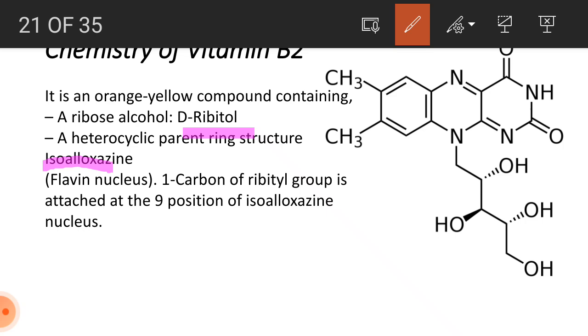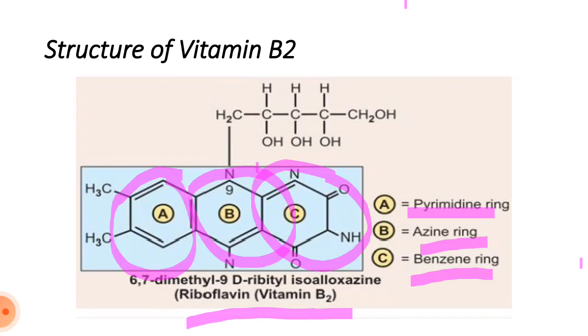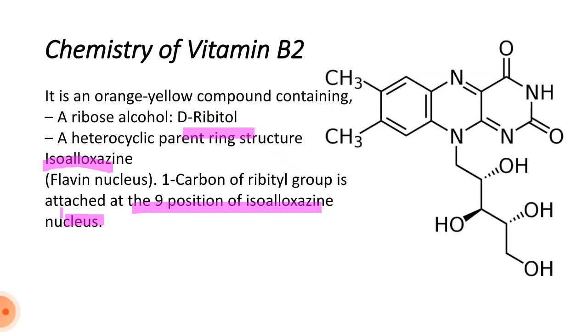The one carbon, that is the first carbon of the ribityl group, is attached at the 9th position of the isoalloxazine nucleus. So the first carbon of the ribityl group is attached to the 9th position. This one, the 9th position of the isoalloxazine nucleus.